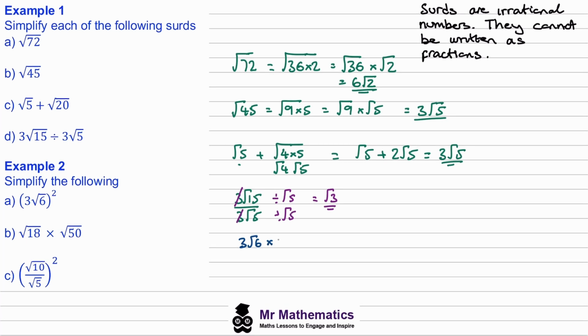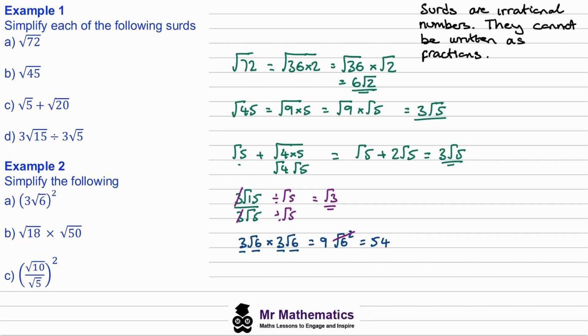to multiply it by itself. We've got 3 multiplied by 3, which we know is 9. Then we've got root 6 multiplied by itself, so this is root 6 squared. And then the root and the square will cancel. So this will give us 9 times 6, which we know is 54.